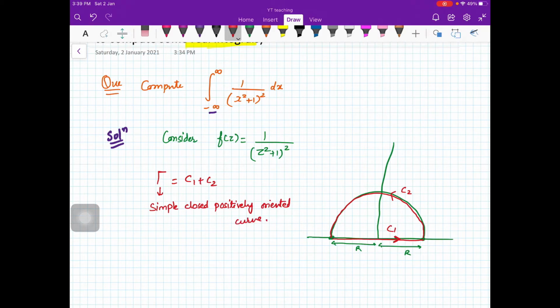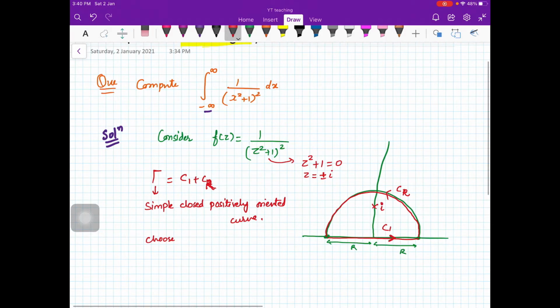Now your function has singularities at the points where z square plus 1 equals 0, so z is equal to plus minus iota. You choose r such that the positive point, iota, is inside your CR, let us call it CR. You can call it C2 also, but CR means a semicircle of radius r. So one of the choices is r greater than 1. Choose r greater than 1 so that z equal to iota is inside our contour tau.